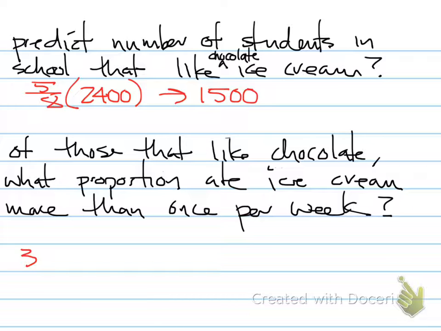And then of those that like chocolate, what proportion ate ice cream more than once per week? All right, so there were 5 people that said that they like chocolate ice cream, so that's our denominator. And then of the 5 people that said that they like chocolate, 3 of them ate ice cream more than once per week. That's 0.6 or 60%.